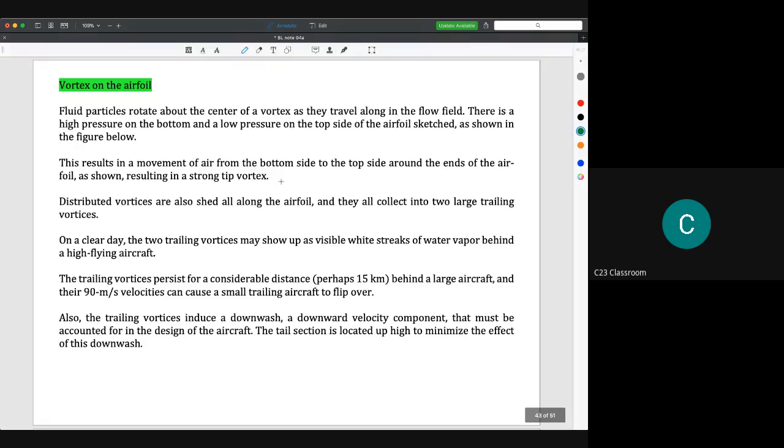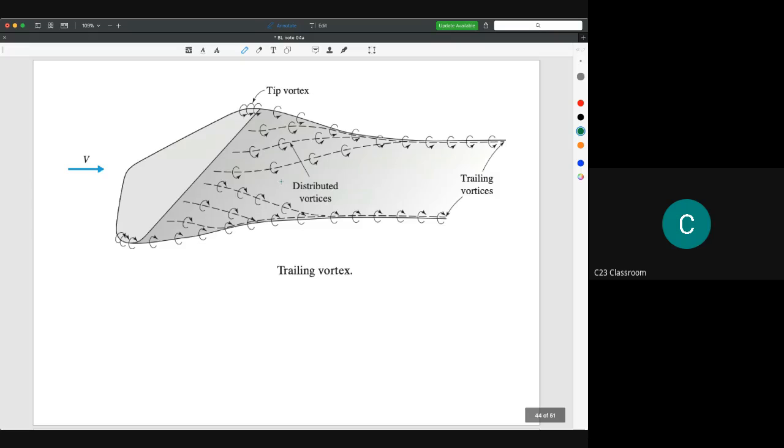And then we go for the vortex of the airfoil. Fluid particles rotate about the center of a vortex as they travel along in the flow field. There is a high pressure on the bottom and a low pressure at the top side of the airfoil, sketched as shown in the figure below. So we have the schematic sketch of the wing. So let's say this is the wing. Okay, you could imagine this is the wing.